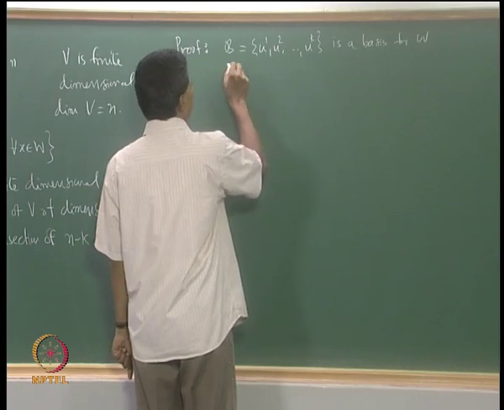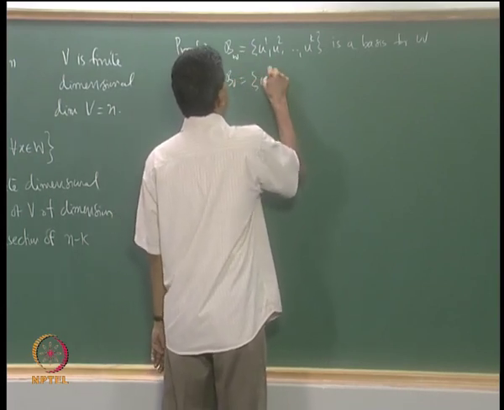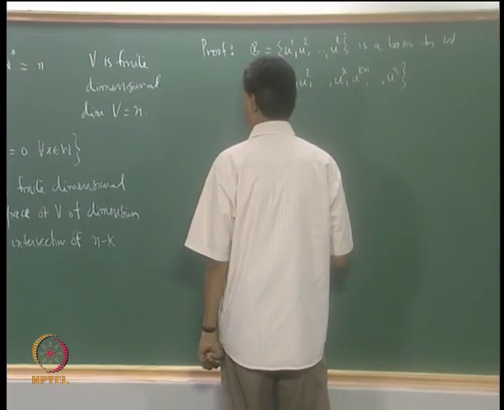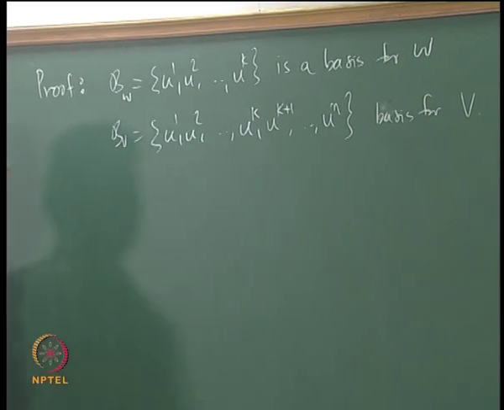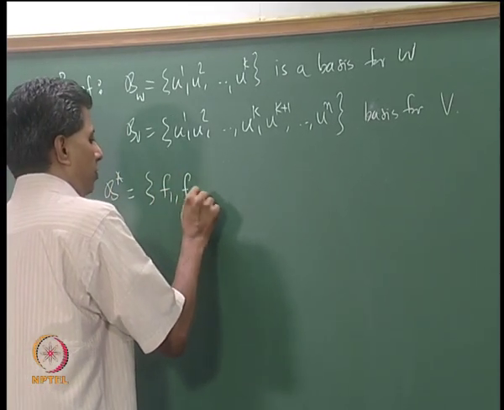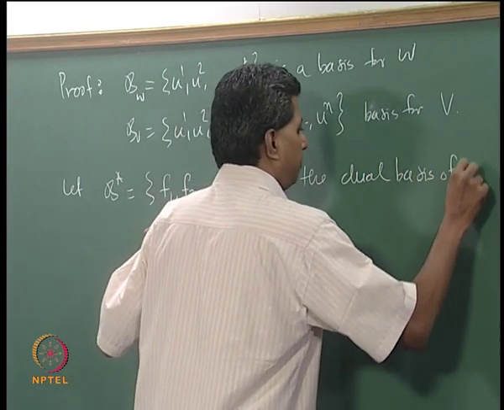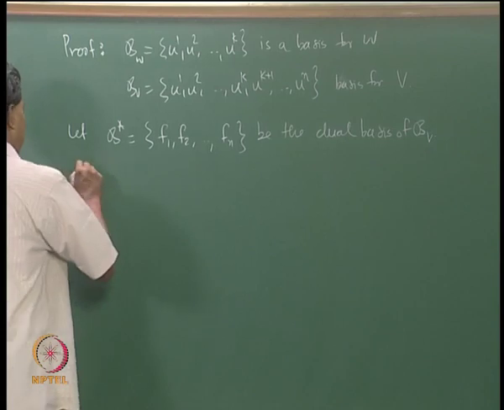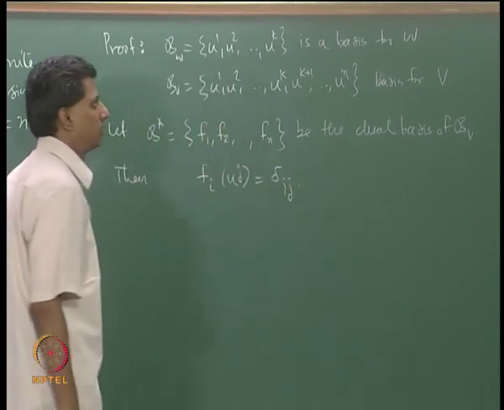and what we did was to extend this to a basis for V. I will call this B_W, B_V. B_V is u1, u2, etcetera, uk, uk plus 1, etcetera, un. The dimension of V is taken to be n. This is a basis for V. And then what we did was to construct the dual basis for this. Let B star equal f1, f2, etcetera, fn be the dual basis of B_V. Then how are these functionals and these vectors related? By definition, we must have fi of uj equals delta ij.